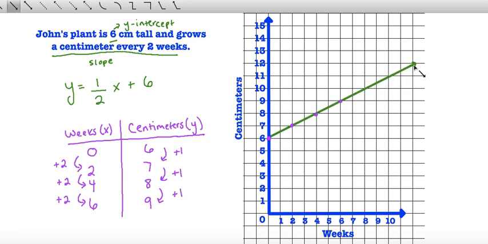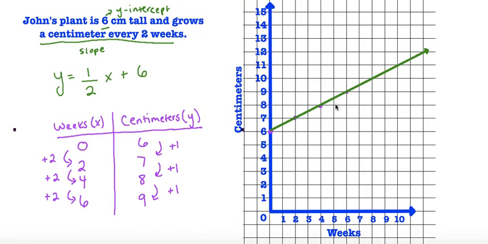And then if you see on our graph, if we continue here with the same pattern, at 8 weeks, it will be at 10 centimeters. At 9 weeks, it'll be here at 10.5. At 10 weeks, it'll be at 11 centimeters, and so on. So same thing using this graph.